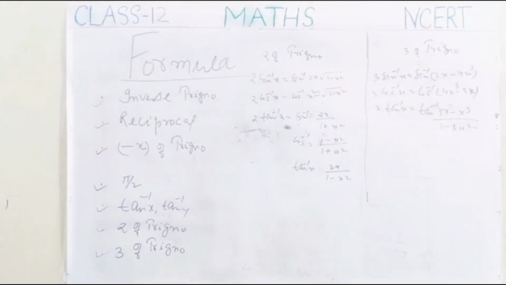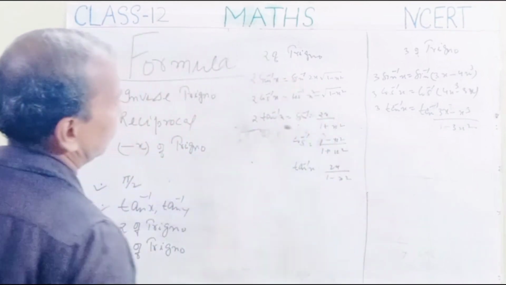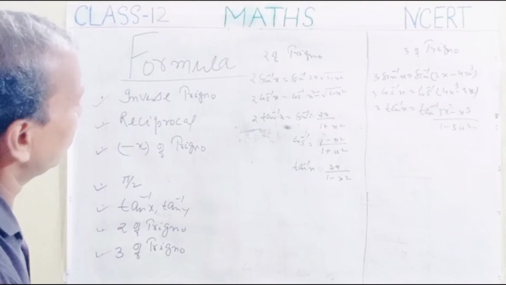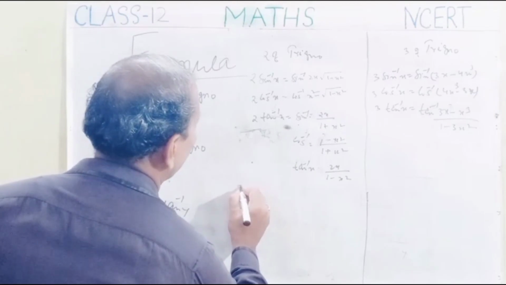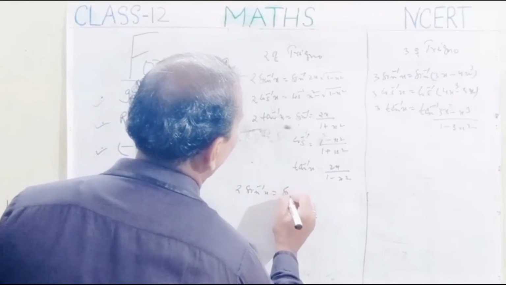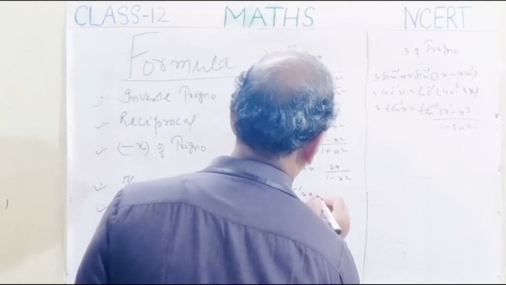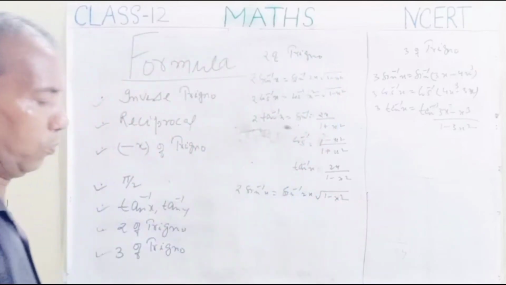So I will prove a few formulas. I am proving the first one: 2 sin inverse x is equal to sin inverse 2x under root 1 minus x square. This I want to prove.